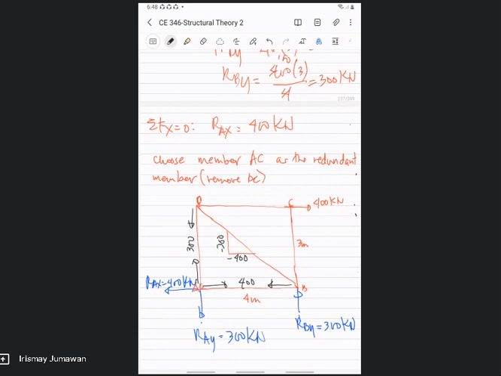For member DB, the Z axis, you have 300 times 5 over 3. So that is negative 500. It is compression, so that is 500. Now, you can arrive at DC. The DC is 400. If you go to the tension side, you also have 400.